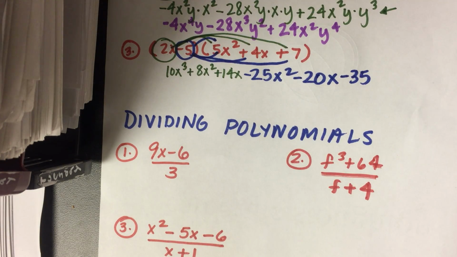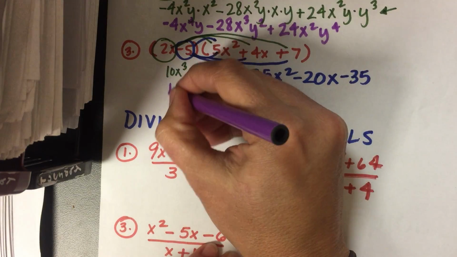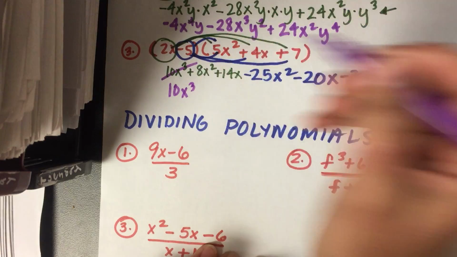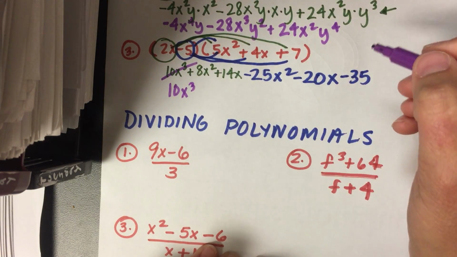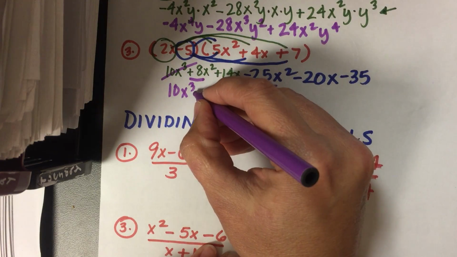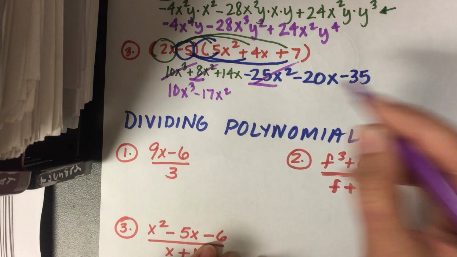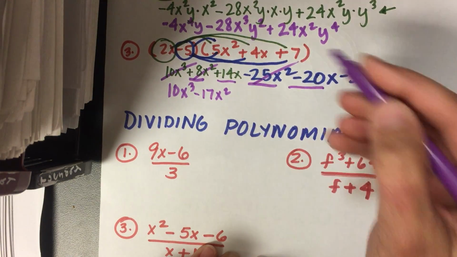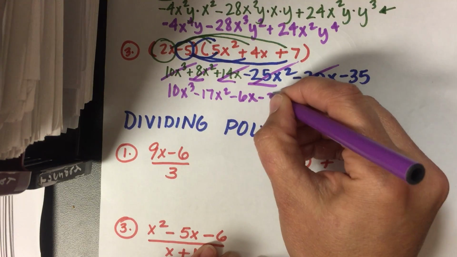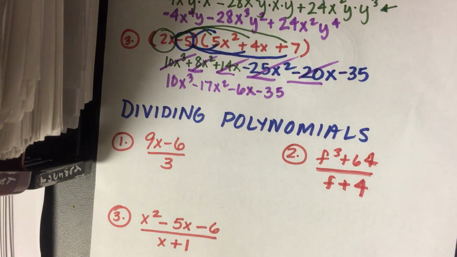So what I'm going to do now is go through and see if I can simplify this. I've got 10x cubed, and that's all I can do with that one because there's no other cubes. I've got a positive 8x squared and a negative 25x squared, so that's going to give me negative 17x squared. I have a 14x and a negative 20x, which will give me a negative 6x, and then a negative 35, and we are done. So that's how you multiply the polynomials.